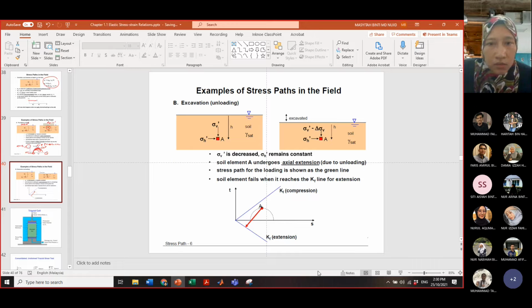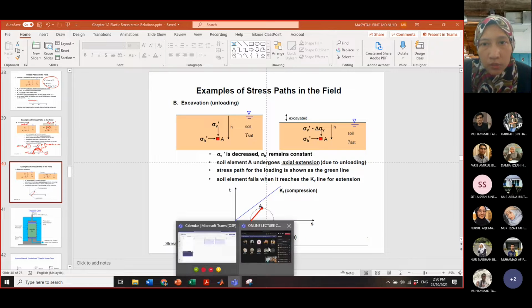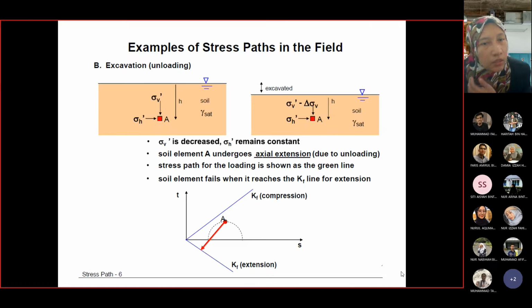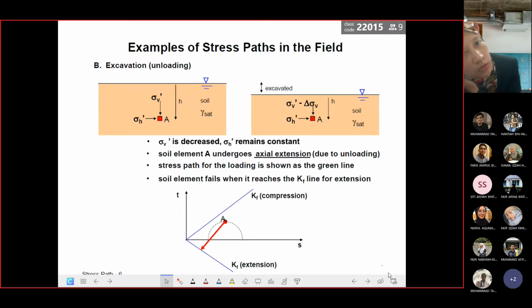Okay, the next one is on the simulations for conditions. Same case here, sama lagi. Cuma kita nak pergi kepada unloading pula. Macam mana dia dalam keadaan unload. Just now is the loading. Bila loading you akan nampak the increment in the additional vertical stress. Sehinggalah sampai satu tahap bila you kenakan beban tambahan tu, dia reach to the KF line. So we know that the samples or the soil at sites tu they dah reach to the failure.